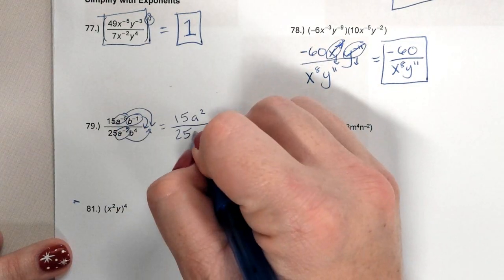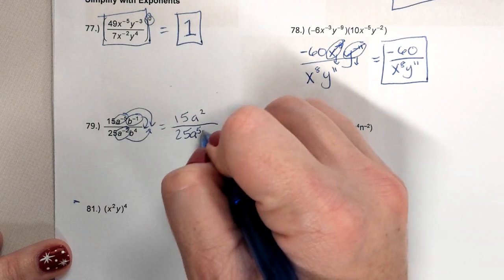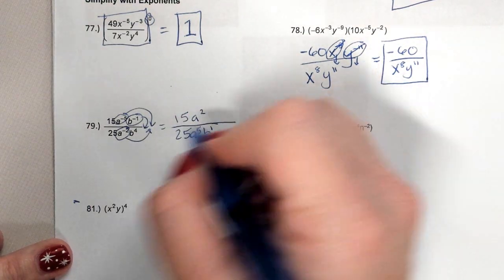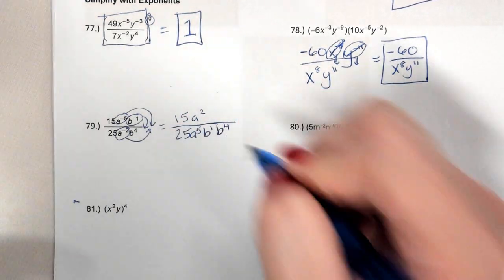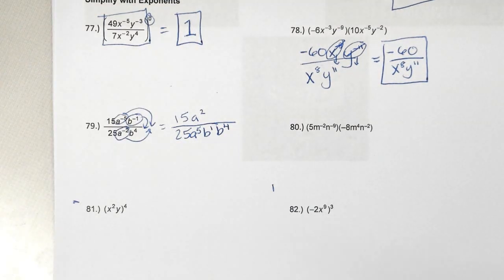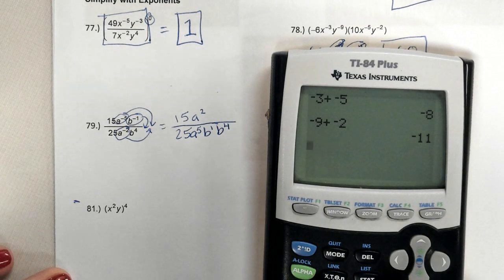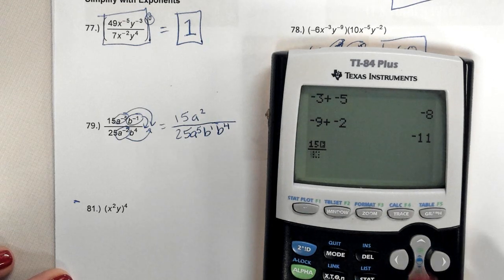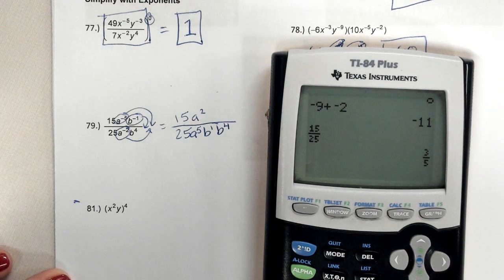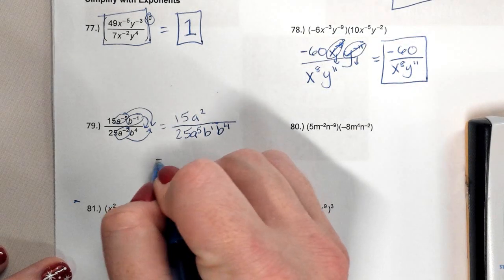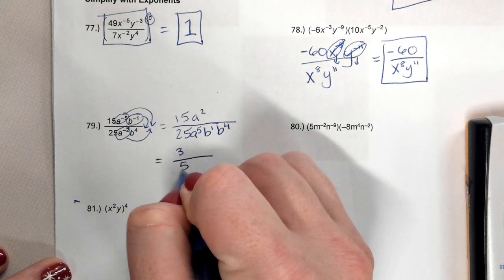A to the negative 5 moves to the bottom. B to the first power moves to the bottom. And that b to the 4th power was positive, so it has to stay where it was. Now 15 over 25 is not going to be pretty, but it's going to simplify, so I can type it in my calculator. And it gives me 3 over 5. So I know this is going to simplify to 3 over 5.